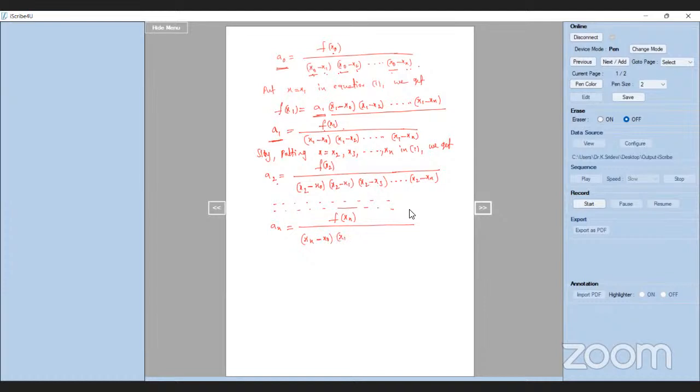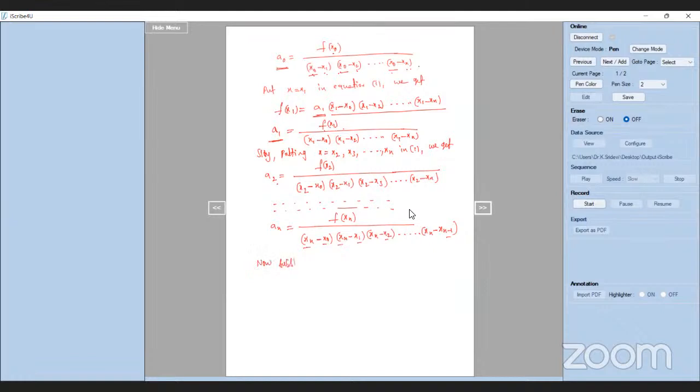the second one is xn minus x1, and the third one is xn minus x2, and so on. The last one is xn minus xn minus 1. So the remaining factors will come like this. These are the values of a0, a1, a2, and so on, an. Now we have to substitute all these values in equation 1.